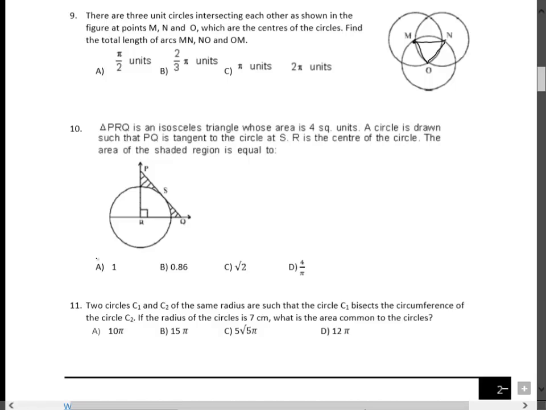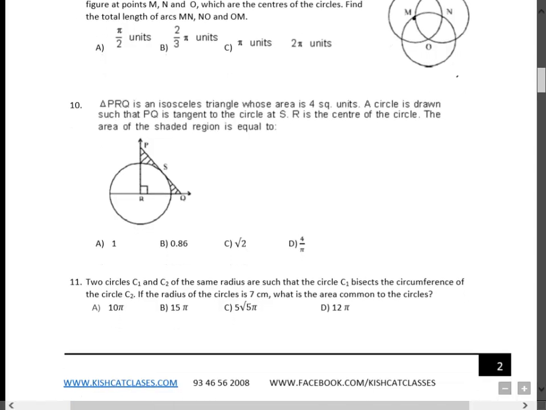So the semi-perimeter is half into 2 pi r. r is 1. So that is pi units. Just focus on what is given. So this question is a simple one.